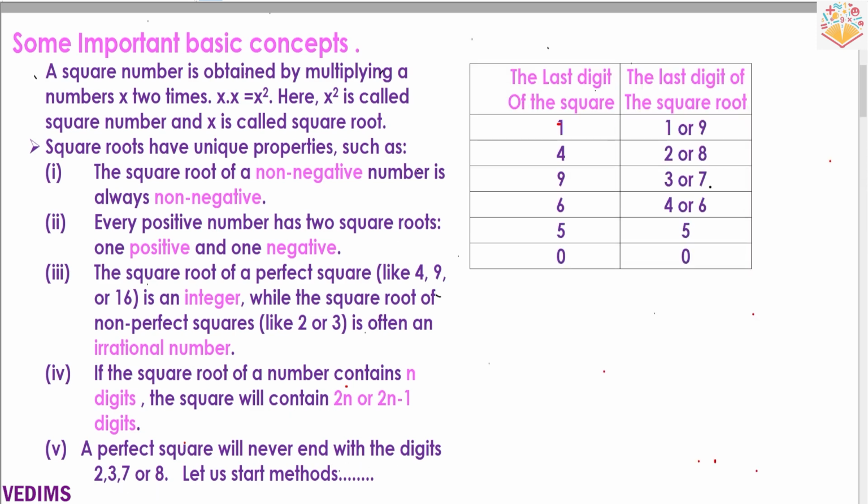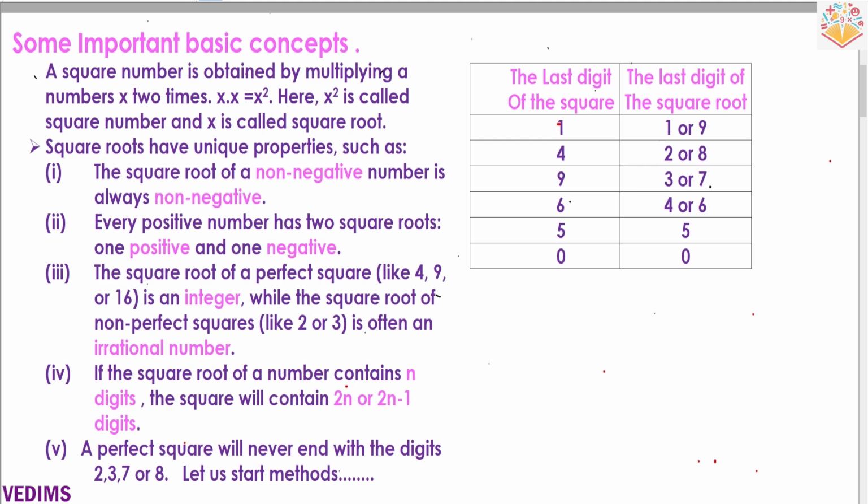And before you start, the numbers which end with 1, 4, 9, 6, 5, 0 may be perfect squares. If the square number ends with 1, its square root will end with either 1 or the complement of 10, that is 9. If the square number ends with 4, its square root will end with 2 or its complement with 10, that is 8. If the square number ends with 9, the square root will end with 3 or its complement with 10, that is 7.